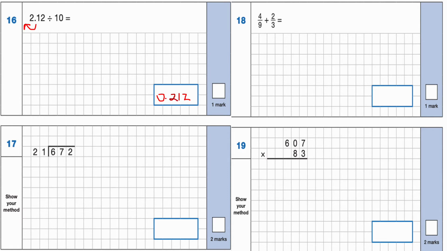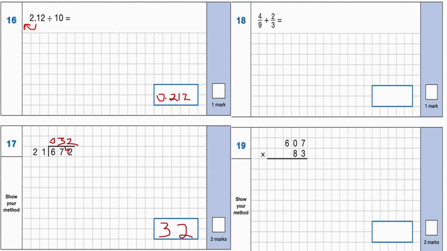Okay, question number 17, I'm doing a division problem. 21 into 6 I can't do. 21 into 67 goes 3 times, because that's going to be 63, with 4 left over. 21's going to 42 twice. So the answer is 32, guys.